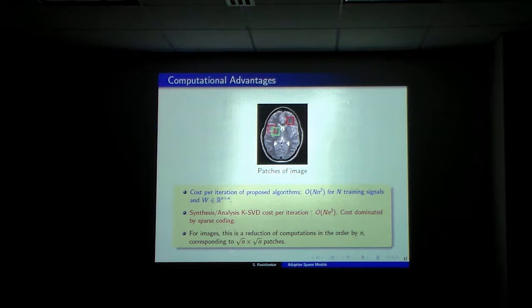And if you look at images, what does this translate to? In images, you usually learn the models for patches rather than the entire image. If you learn for a square root n by square root n patch, the advantage is a scaling by a factor n, which is the number of pixels in the patch.